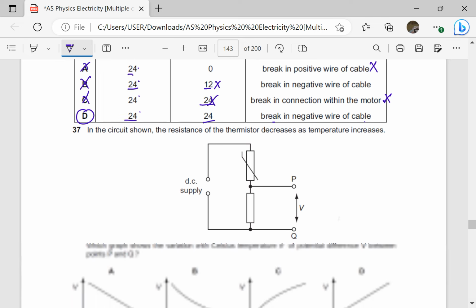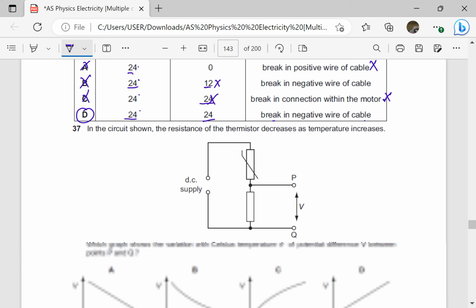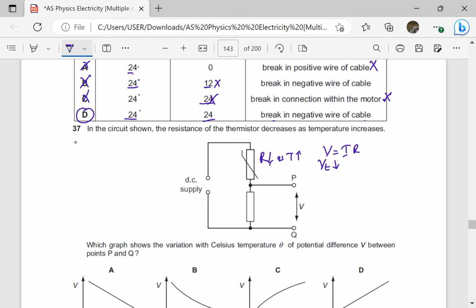Okay. In the circuit shown, the resistance of the thermistor decreases as temperature increases. That means, remember, V is equal to IR, or you can look at the potential divider. So the PD across the thermistor must have decreased. And if the PD across the thermistor decreases, it means V across PQ must increase because the total should be equal to the PD of the supply.